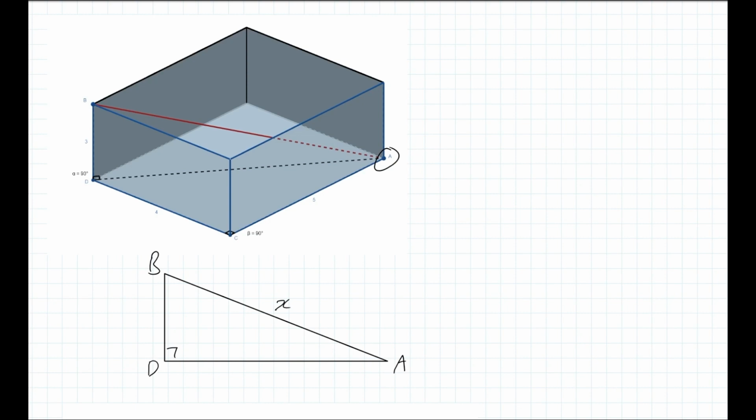This is a nice right-angled triangle. We can use this to find the length of X. But to find the length of X, we need to know this side length here, which is 3, but also the bottom side length here. Now we don't actually know how long that bottom side is at the moment, so let's just call that Y for now.